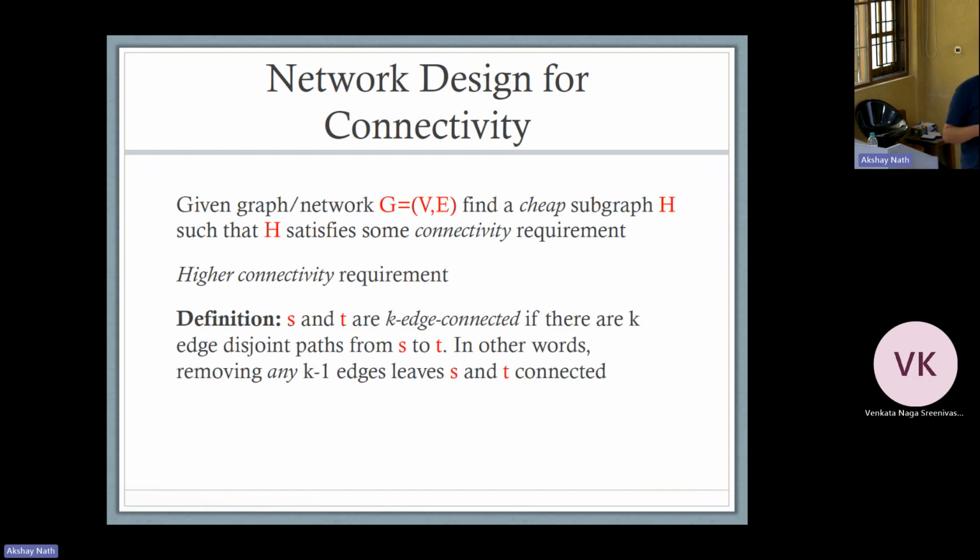In particular, this talk will be interested in higher connectivity requirements and fault tolerance as the motivation. So what is higher connectivity? We say that s and t are k-edge connected if there are k edge-disjoint paths from s to t. Why are we interested in that? If s and t are k-edge connected, even if you remove any k minus 1 edges, s and t are still connected. So they're fault tolerant. Of course, you can also consider vertex connectivity, but in this talk I won't talk about it. It's a little more involved.